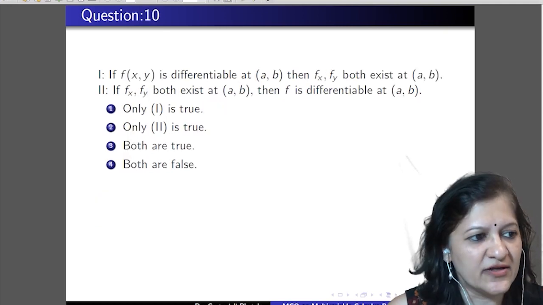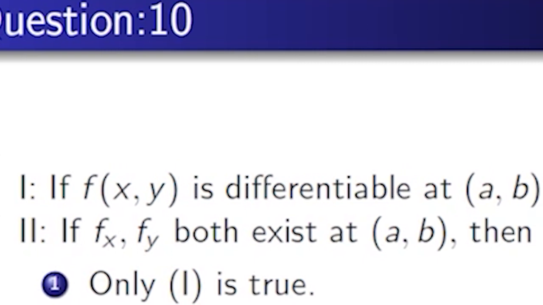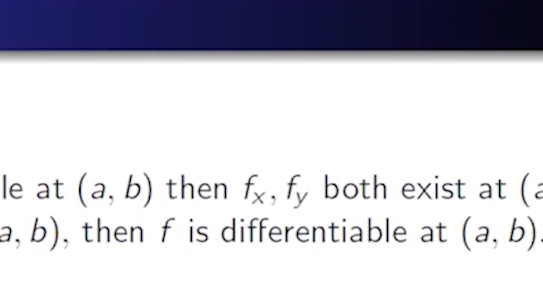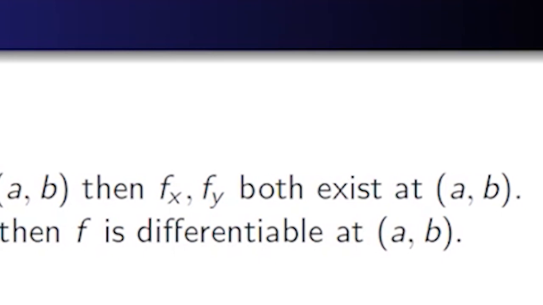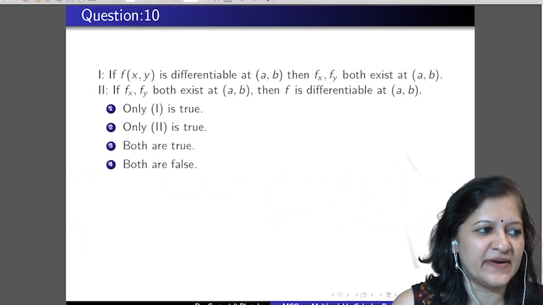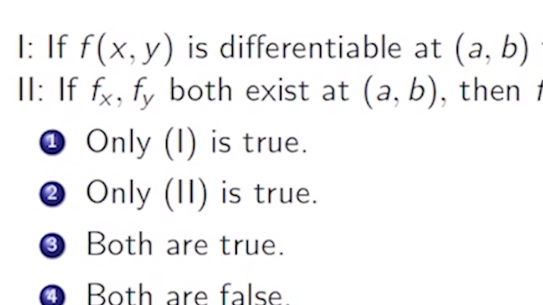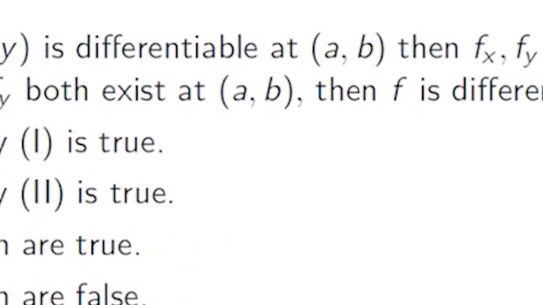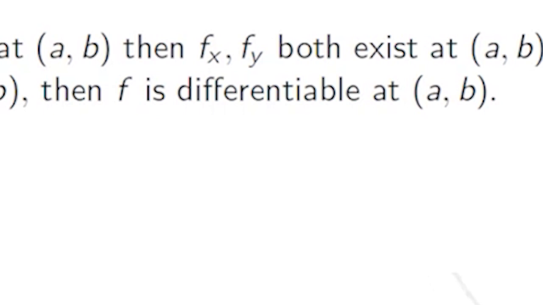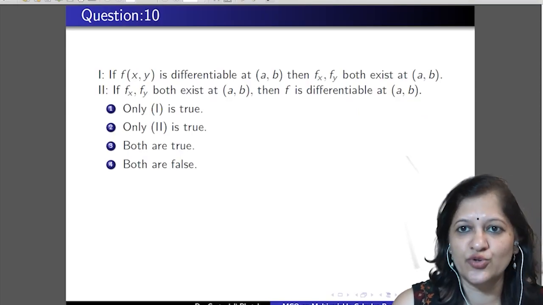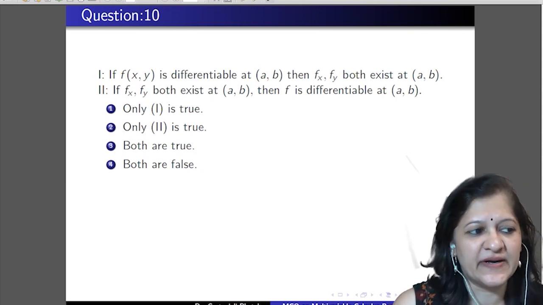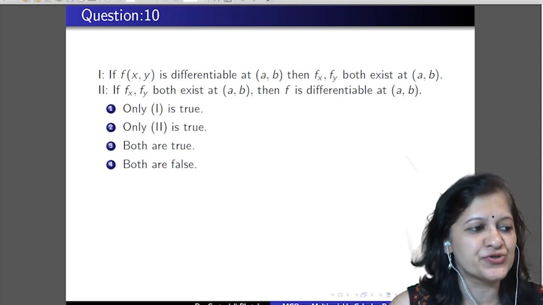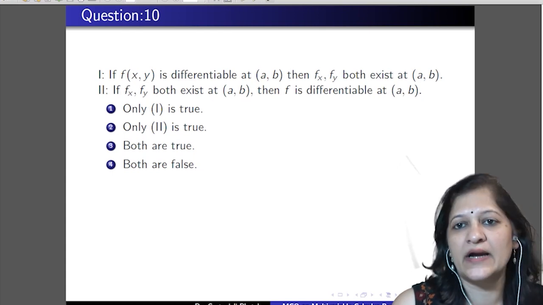This is again a theoretical question. If f is a differentiable function at (a, b), then the first order partial derivatives fx and fy both exist at that point. And second statement is, if fx and fy both first order partial derivatives exist at (a, b), then the function is differentiable. So here also you need to know some theory. There are four options: only first statement is true, only second statement is true, both statements are true, and both statements are false.